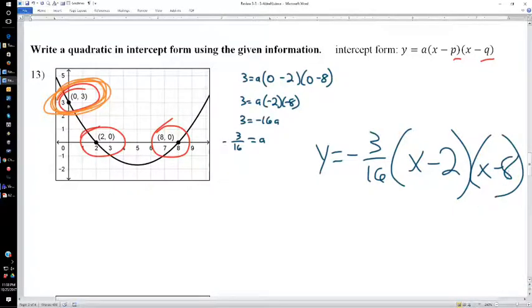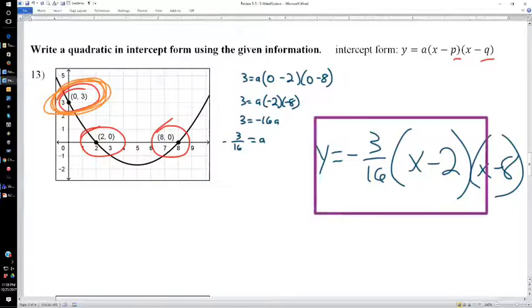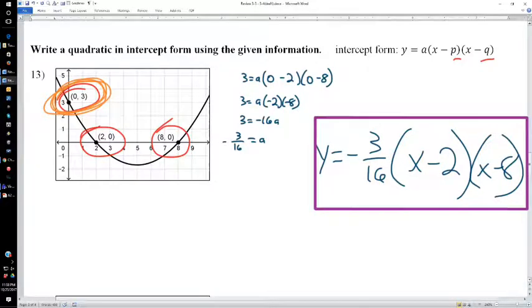What did I just do? Made a mess. That's what I'm good at. Alright, and that's that. And remember, we could have put the 8 here and the 2 there. That's absolutely fine. 2 times 8, same thing as 8 times 2. So that doesn't really matter. But there it is. Let's move on.